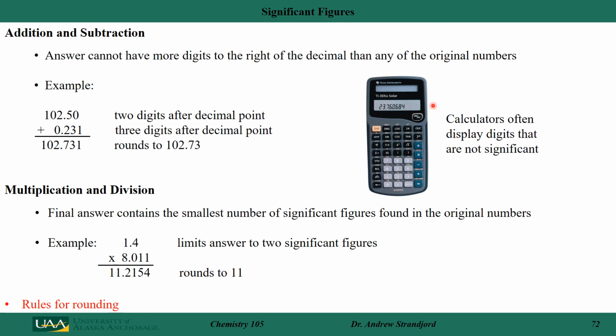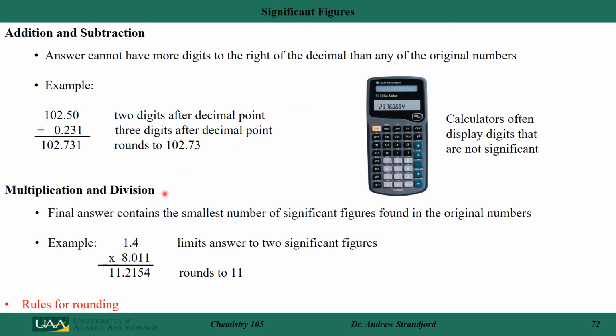102.73. This is a common thing that happens when I use calculators, because when I do arithmetic on a calculator, I often get a lot of digits to the right of the decimal point, and I need to correct that for my uncertainty to account for the right number of significant figures.